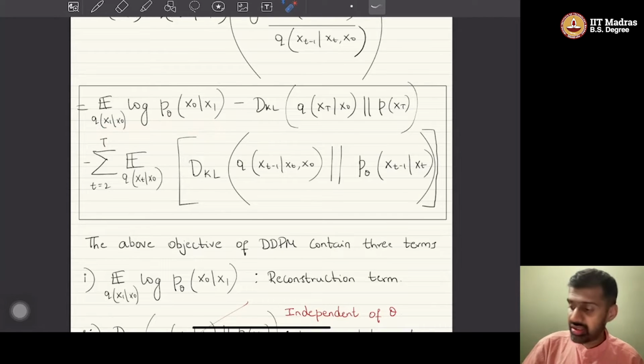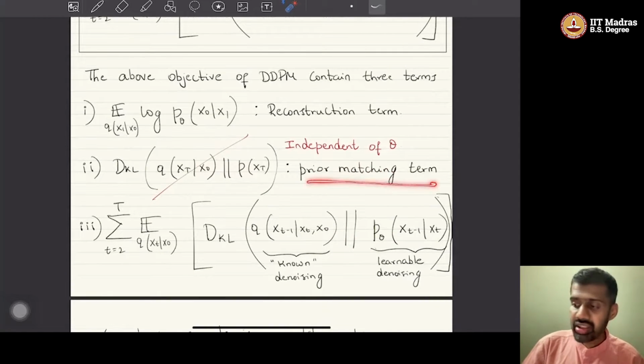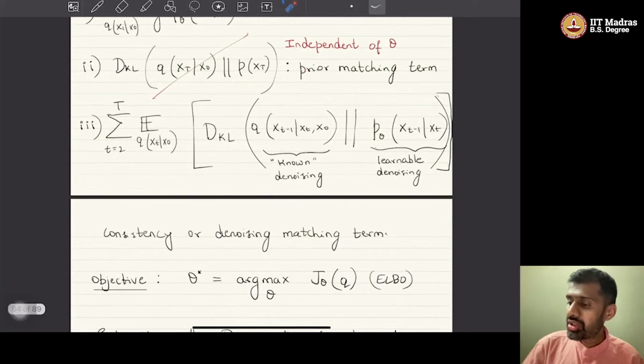One was the reconstruction term, the other was the KL term, the prior matching term, and the third term we called the consistency term. We saw that the prior matching term is independent of the model parameters theta, so we just ignored that. The first term is the reconstruction term, we will revisit that in a while. We were simplifying the consistency term, also known as the denoising matching term.